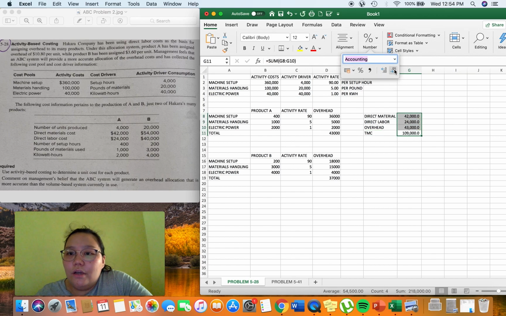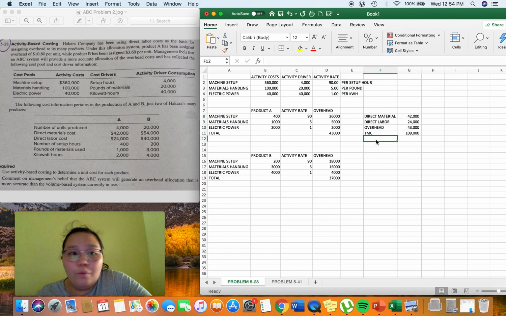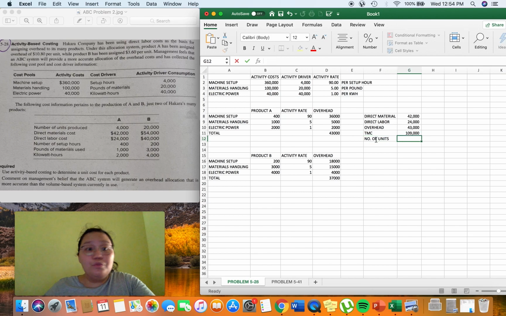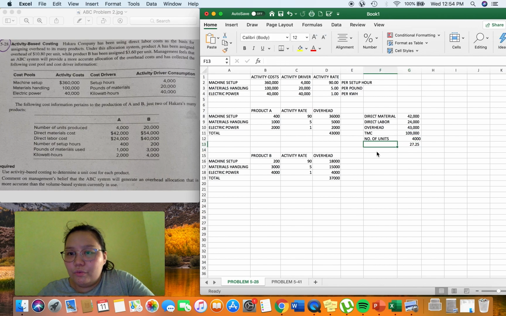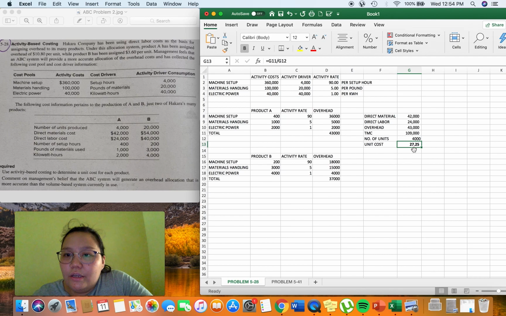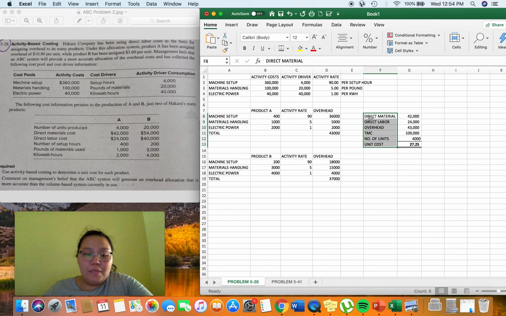109,000. Now, since we are tasked to compute for the per unit cost, we will divide this by the number of units produced, which is equal to 4,000 units. So, 109,000 divided by 4,000 units, diba? Our unit cost for product A is at 27.5, okay, under activity-based costing. Okay? We'll do the same for product B.